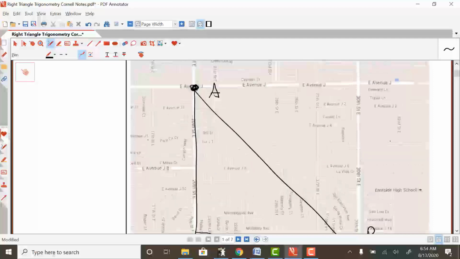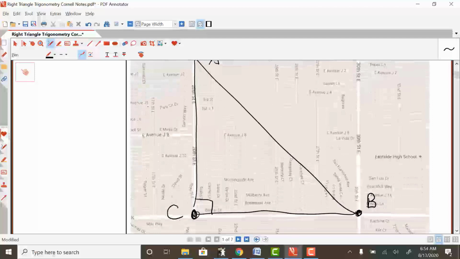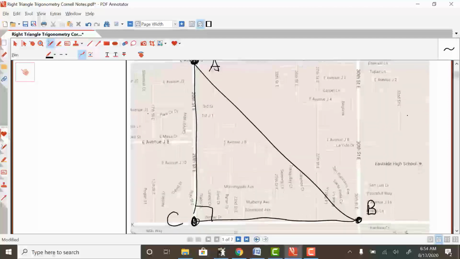Now, the reason why this is called "as the bird flies" is because if you were a bird flying from A to B, you are bypassing streets, you're bypassing all that. You don't have to worry about jumping walls. But for our purposes, if we were to walk, essentially we'd be walking through desert.